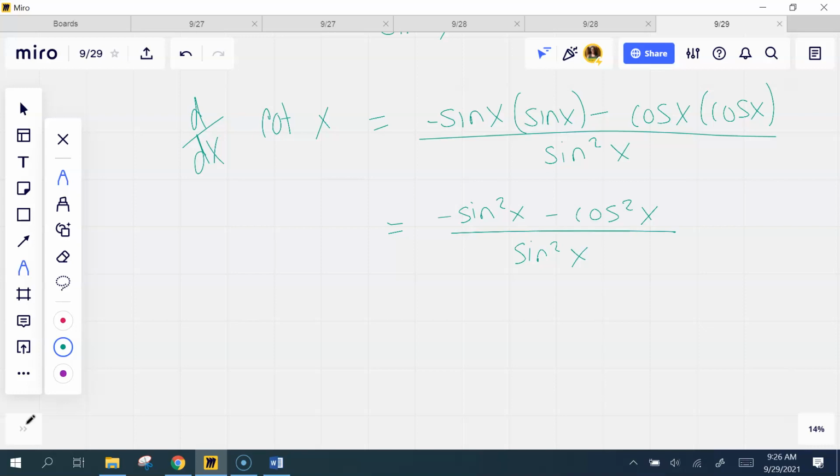Cosine 2x equals cosine squared x minus sine squared x? You are way overthinking this, Dylan. Okay, well, how about what we just did on the last problem? Sine squared x plus cosine squared x equals 1?